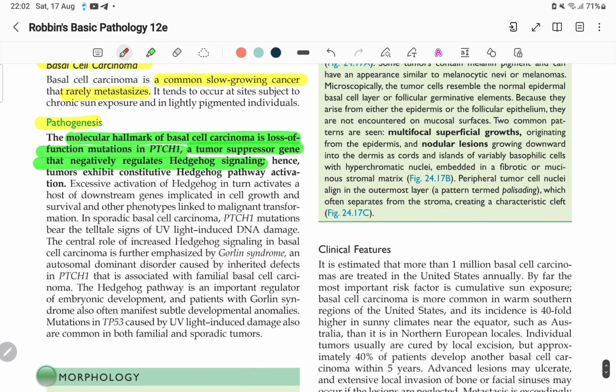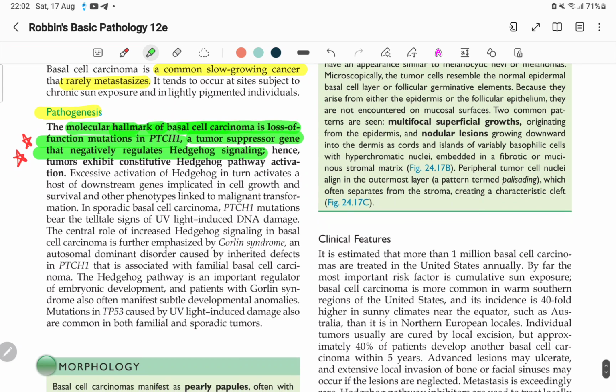Just remember these lines: you have the hedgehog pathway. We don't go into detail. The smoothened and patched are there, and many things are there. The hedgehog pathway, if I talk about it, will be another lecture.